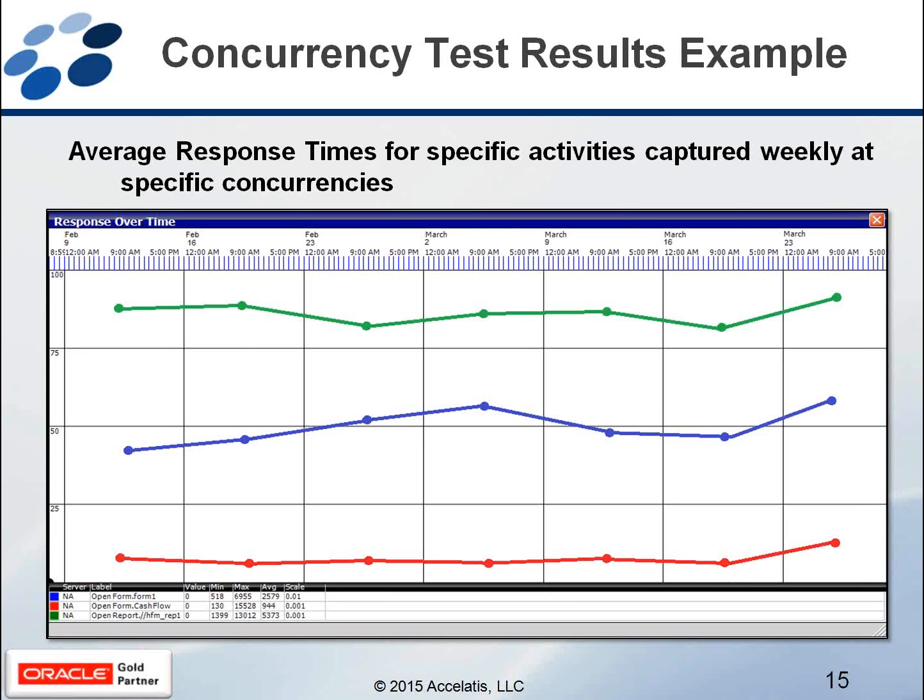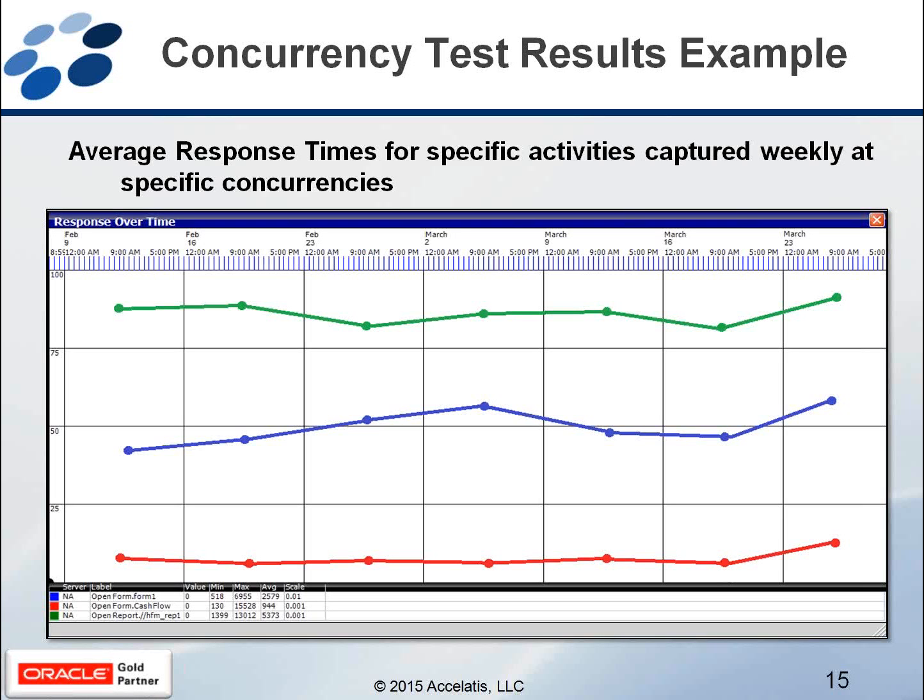And the results, again, on the surface, look very similar to what we just saw, but they're actually a little bit different. We're looking at average response times for concurrency, but we're doing it over time. So this is a single concurrency. Let's say that this was a 50-user test for an HFM form, a planning form, and a financial report. And this was taken once a week over the last 7 weeks.